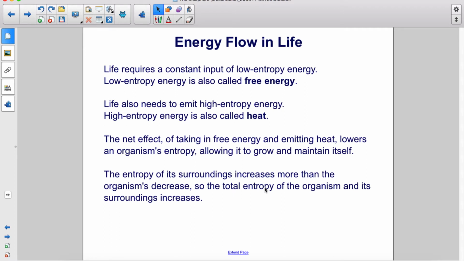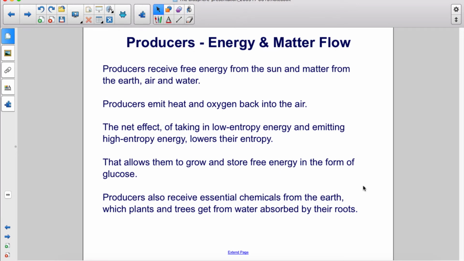The net effect of taking in free energy and emitting heat lowers an organism's entropy, allowing it to grow and maintain itself. The entropy of its surroundings increases more than the organism's decrease, so the total entropy of the organism and its surroundings increases. Producers receive free energy from the sun and matter from the earth, air, and water.